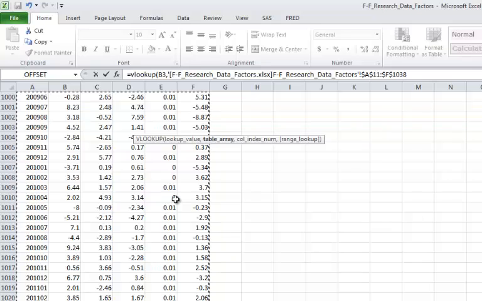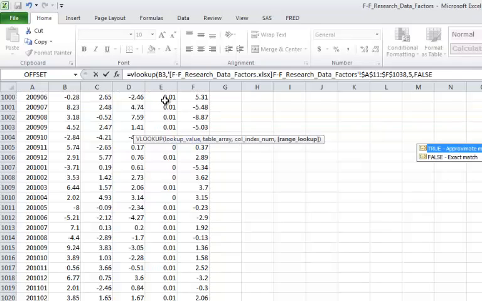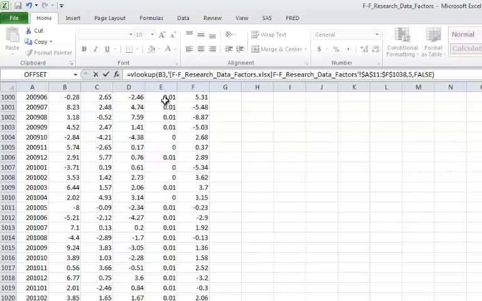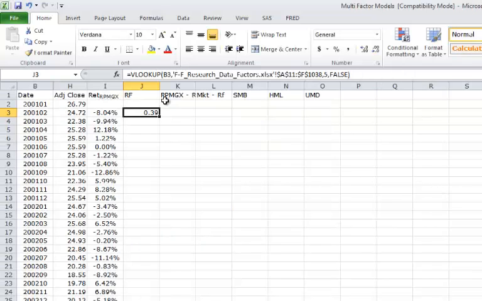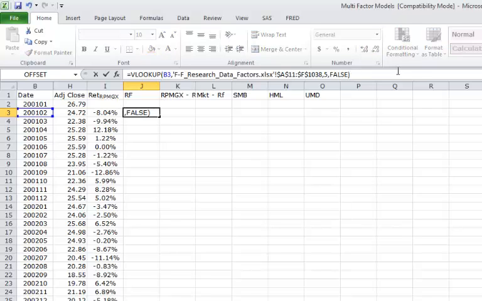all the way down to the bottom, and we're going to want the fifth column, because if you look up here at the top, this is the risk-free rate, which is the fifth column. So fifth column, and I'm going to put in false, meaning we want an exact match. We need to find the exact date. We do that, and we get our risk-free rate, but remember we need to divide it by 100 because the Fama French factors are in integer format. We want them in decimal format.